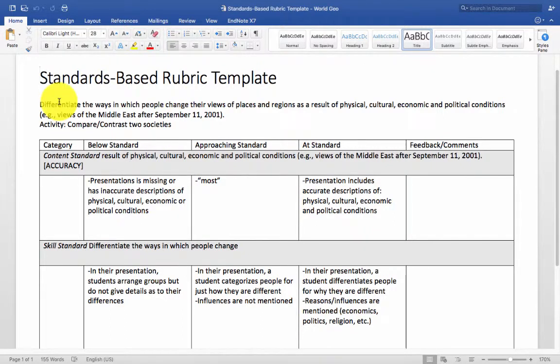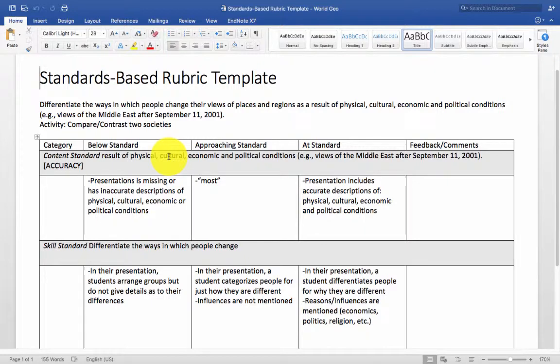We started by taking the verb out of this standard and dropping that down in the skill standard. Differentiate is a pretty high-level task. It's certainly higher than level 1 on Webb's depth of knowledge. And then we took out the content, such as their places and regions, the physical, cultural, economic, political conditions, and we put that in the content standard.